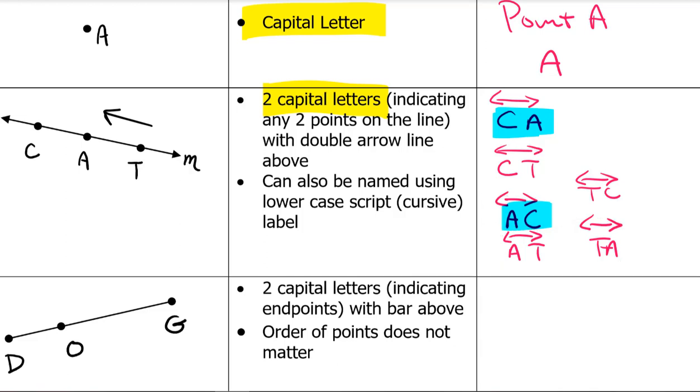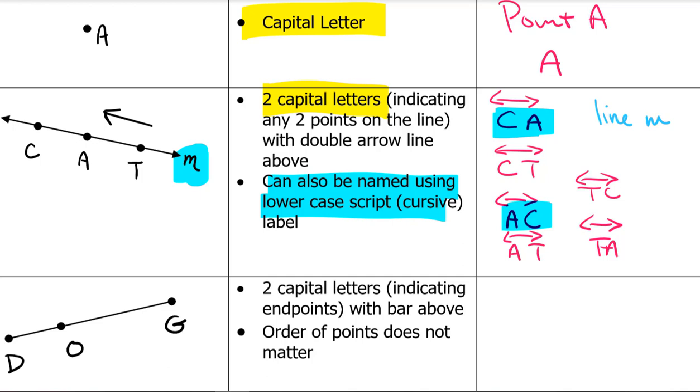Now, that's one option here, using two capital letters. Your other option, you could just use a lowercase script letter. If you look right here, we've got a little M. So you could also do that, and it's got to be cursive. So in your best handwriting, you could say this. And you have to put the word line in front of it. So you would say line M. So that could be another way that you do that.